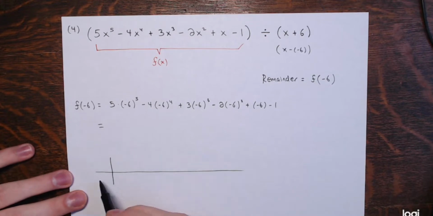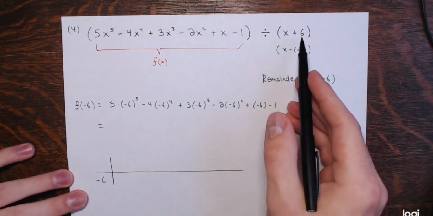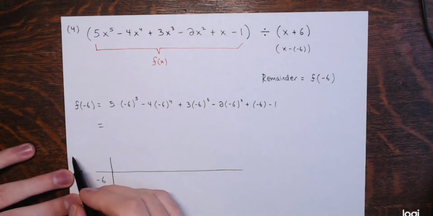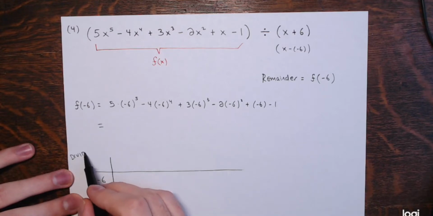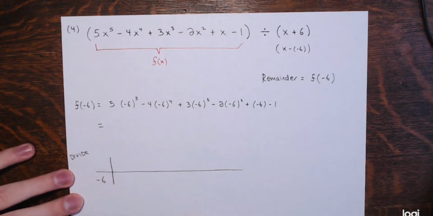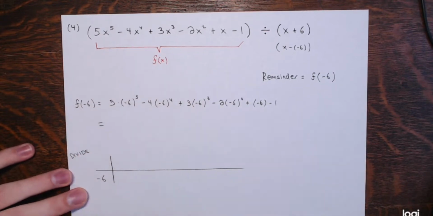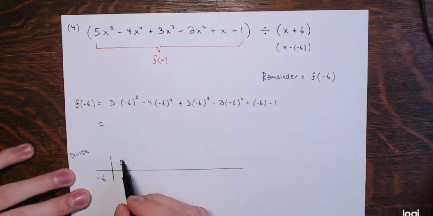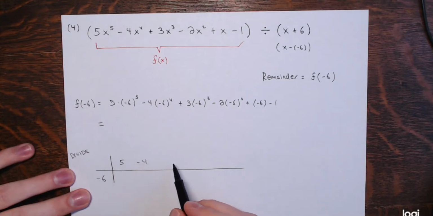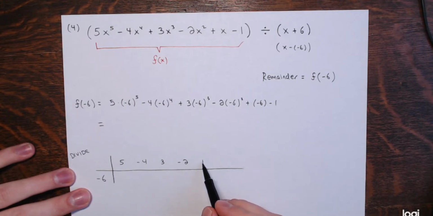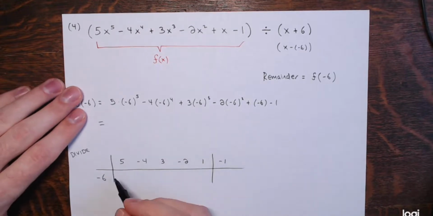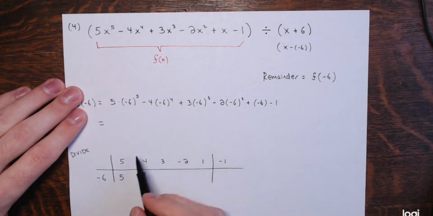But we're plugging in negative 6, dividing by x plus 6, so there's a negative 6 here. So I'm going to do the division part, and I'll tell you what this polynomial at x equals negative 6 should be equal to. We have 5x to the 5th, negative 4x to the 4th, 3x cubed, negative 2x squared, 1x to the 1st, and then negative 1 for the constant term, so no zeros. Drop the 5, pardon me. Multiply, that's negative 30. Add, you got negative 34.